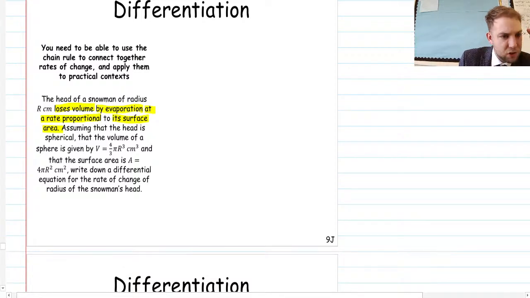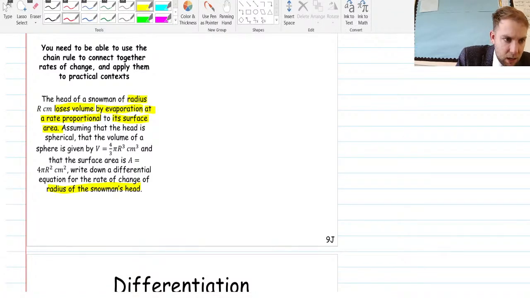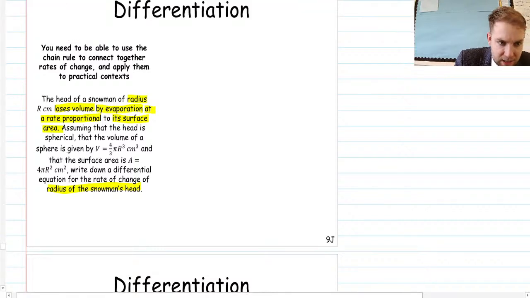So, the head of a snowman of radius r loses volume, so it's going to be a negative, by evaporation at a rate which is proportional to its surface area. So first of all, what we're trying to find is the rate of change of the snowman's head. So we know we're trying to find dr by dt, the rate of change of the radius r.